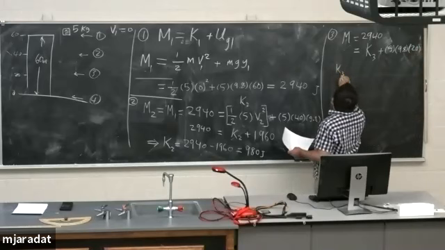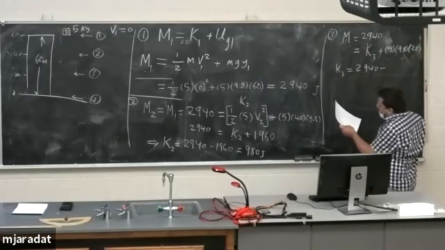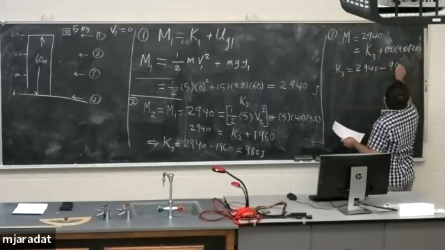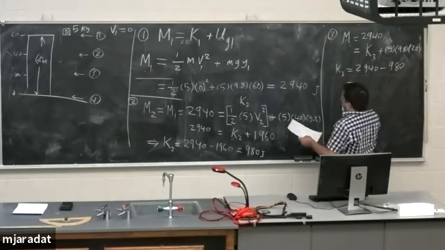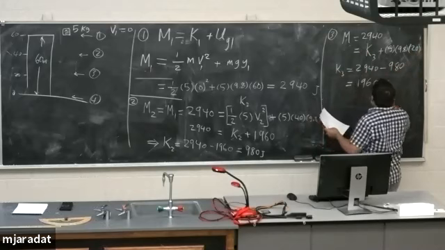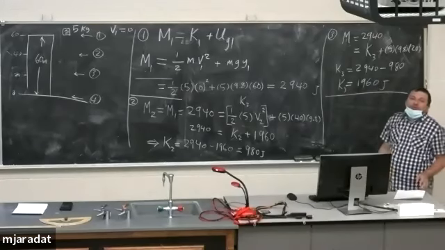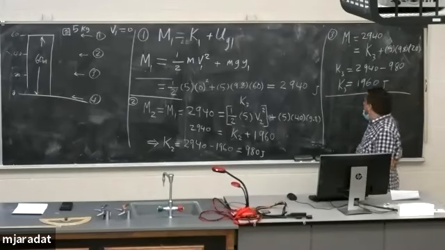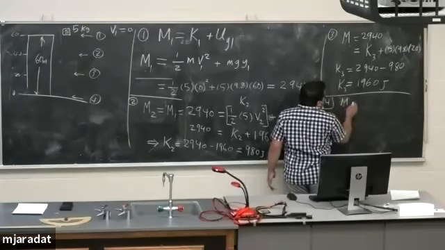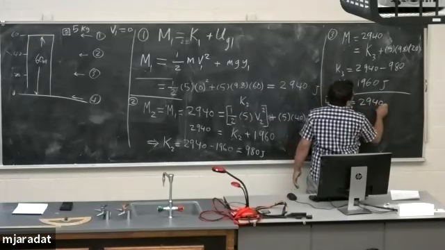From that, the kinetic energy is equal to 2,940 minus the potential energy at the third point, which is 980 joules, so it is 1,960 joules. This is the kinetic energy at point number 3. Point number 4 is not trivial. At point number 4, the mechanical energy is the same thing, 2,940 joules.